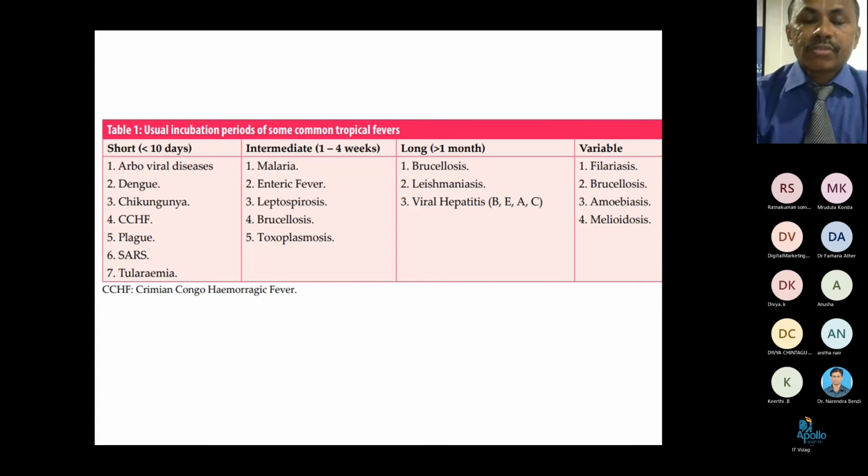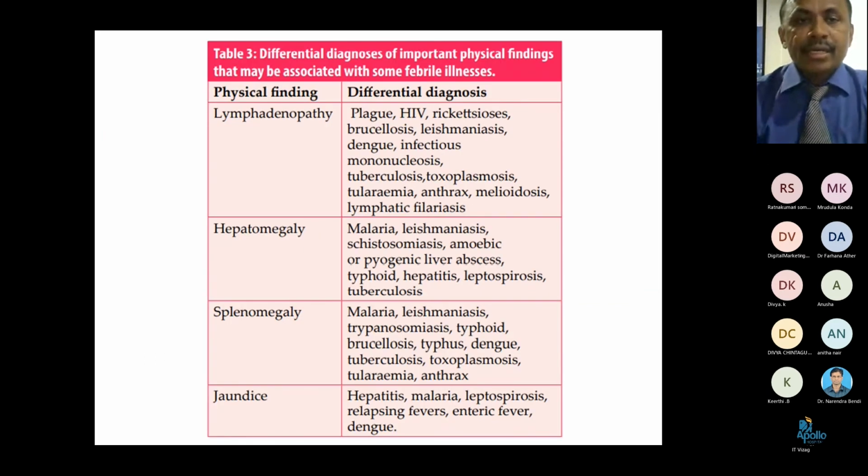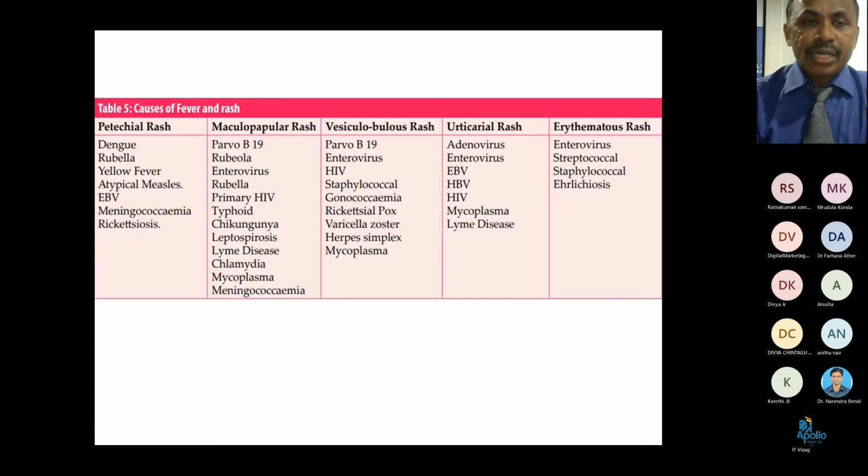And then we use this information to delete certain diseases from our list of differential diagnosis, and then go for the clinical examination. And in clinical examination, along with the fever, externally you look for the rash, and there are various types of rashes: petechial rash, maculopapular rash, vesiculobullous rash, urticarial rash, erythematous rash. And based on the type of the rash, you can again point your attention to the list of the diseases.